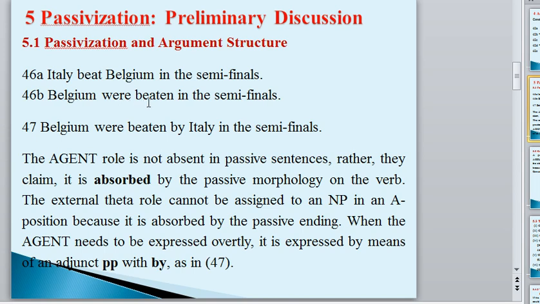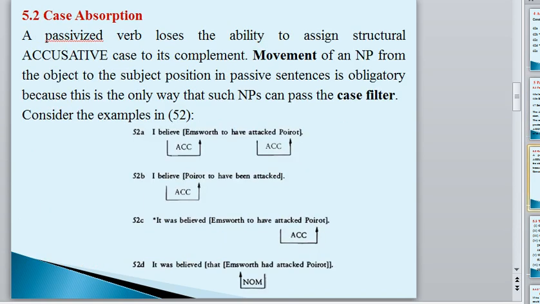So the external theta role cannot be assigned to an NP in an A position, like the subject position, because it is absorbed by the passive ending. When the agent needs to be expressed overtly, it is expressed by means of an adjunct prepositional phrase with by. If we want to say the agent overtly, we should use the preposition by, by Italy, as you see here. So this is the structure of passive sentences.